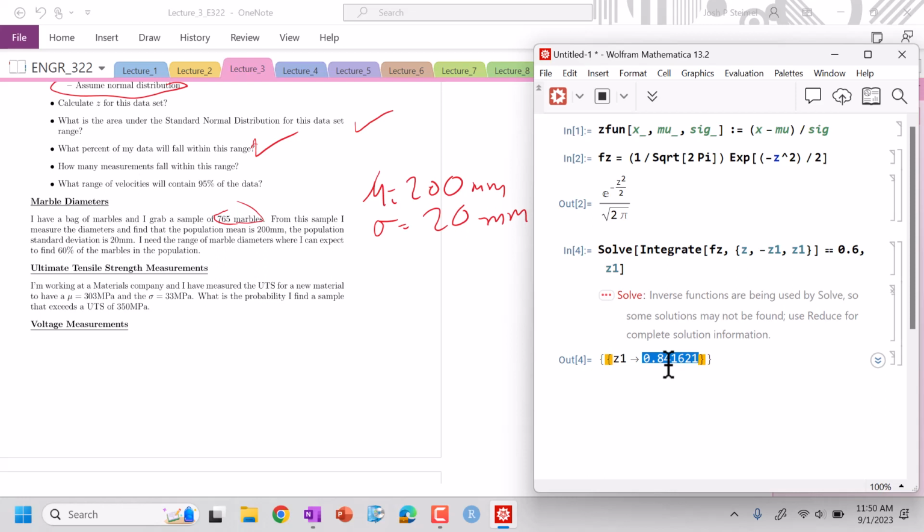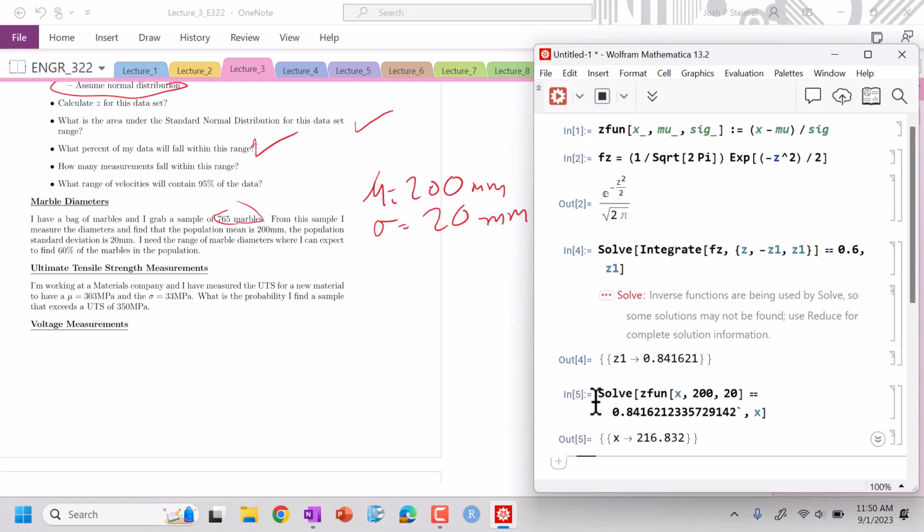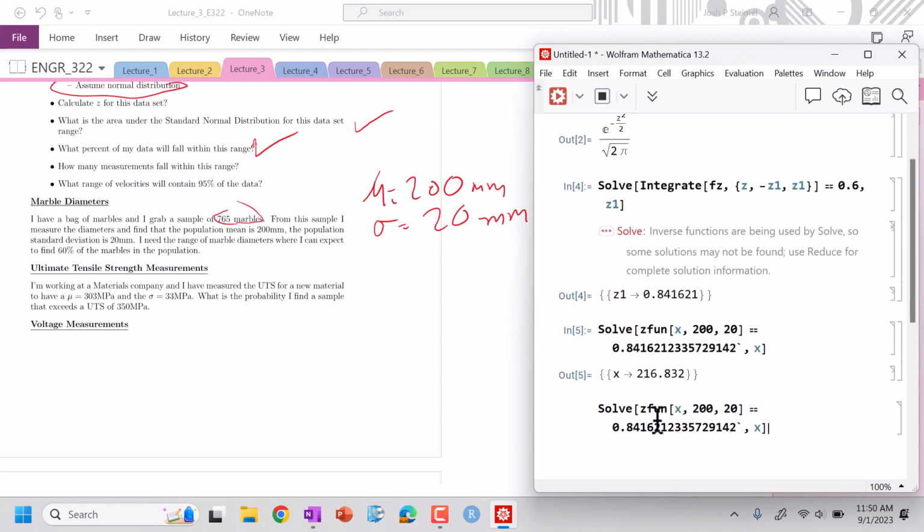So we see that this should be the value of z now, but we're asked again the range of a marble diameter. So what we can do then is solve, or I can do my z function. We don't know what our x measurand is. We do know what our mu is, which is 200, and we know what our population standard deviation is. So I'm going to go ahead and solve: when does this z function, what x will give me this? And I see 216, and we have to always do the negative. So between 183 and 216, that's where we find 60% of the marbles in our population.